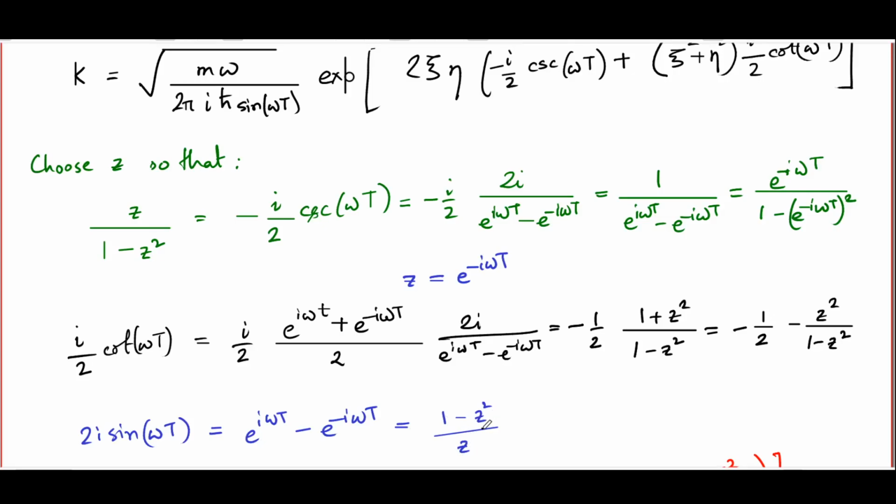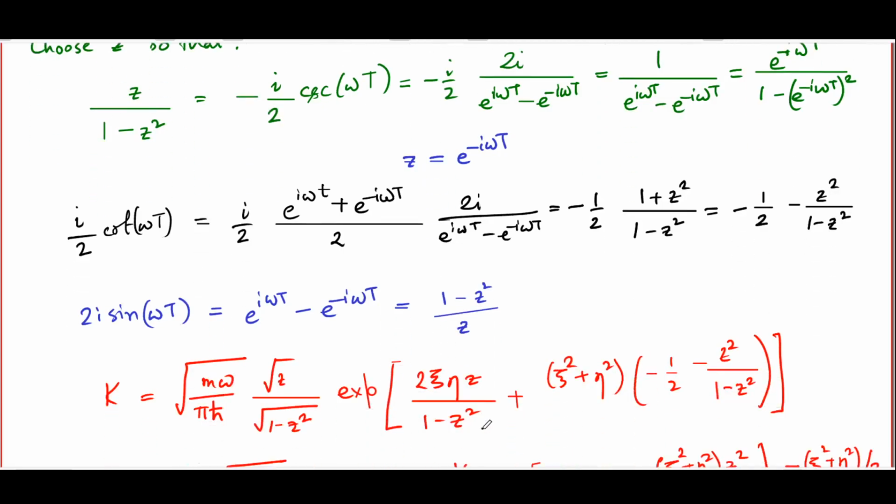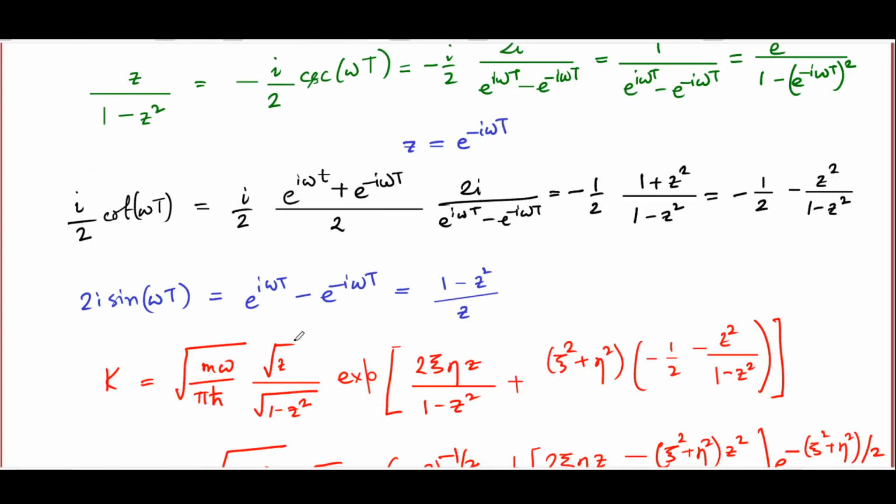And now let's put that all back in. So in terms of this new variable z replacing omega t, what you have is root over m omega by pi h cross, that's the factor outside, apart from the twice i sin omega t, which is here. Of course, you're taking the square root of that, divided by it. So you've got root z by 1 minus z square. Then you have the exponent that we wanted, twice xi eta z by 1 minus z square, and xi square plus eta square multiplied by minus half minus z square by 1 minus z square.